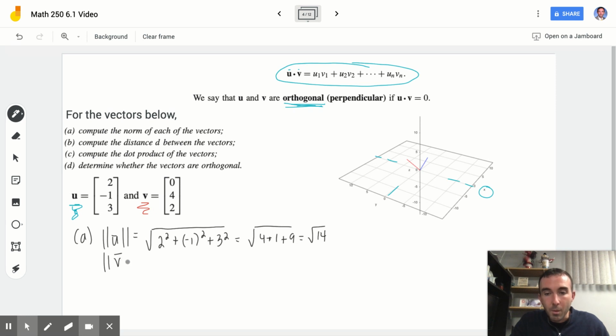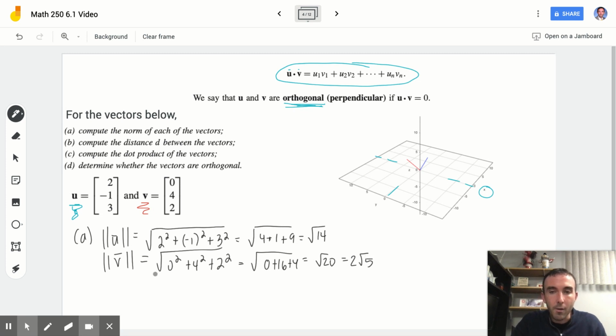Very similarly for v, if I want to find the norm of v, I also square each component and then add them all together. So I have 0 squared plus 4 squared plus 2 squared, 0, 16, and 4. That makes radical 20. If you'd like to simplify it, by all means, it is 2 radical 5. But that would be the norm of each vector.